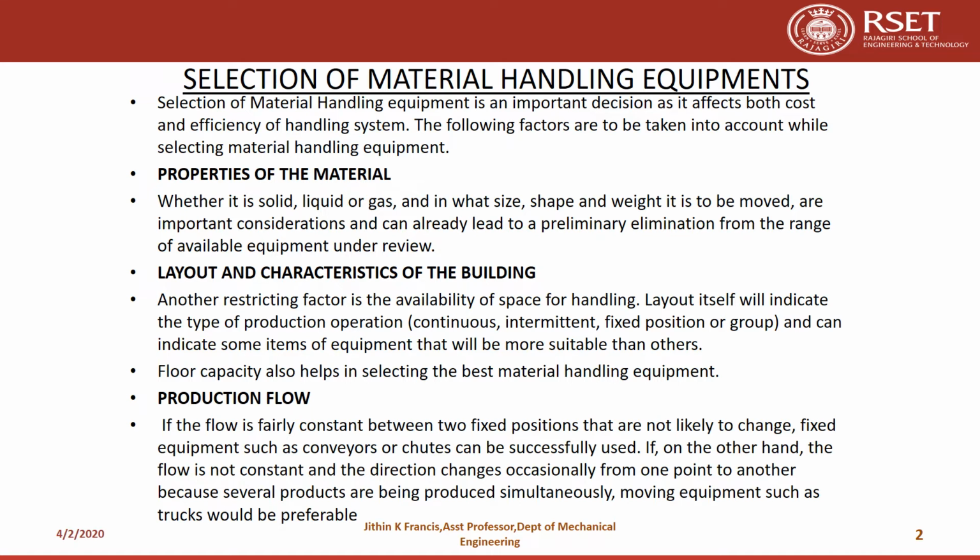Now the production flow. If the flow is fairly constant between two fixed positions and is not likely to change, then fixed equipment can be selected. On the other hand, if the flow is not constant, it changes from one side to another, or it has a variable path, you can go for some kind of industrial trucks which are not of a permanent nature. So according to the production flow, you can select the system.